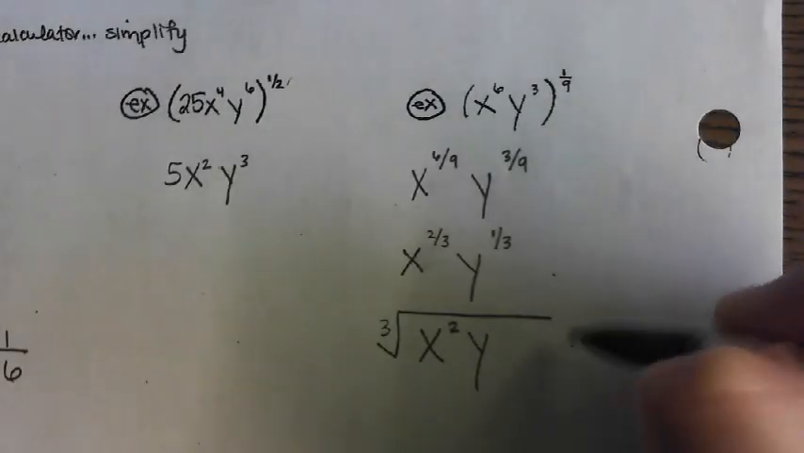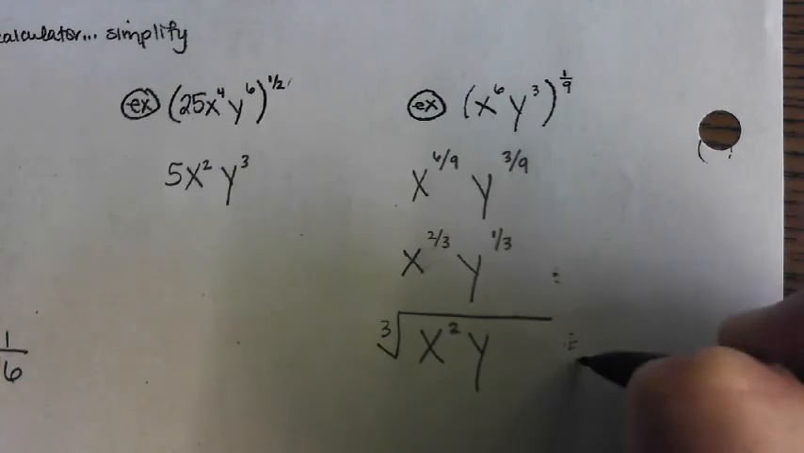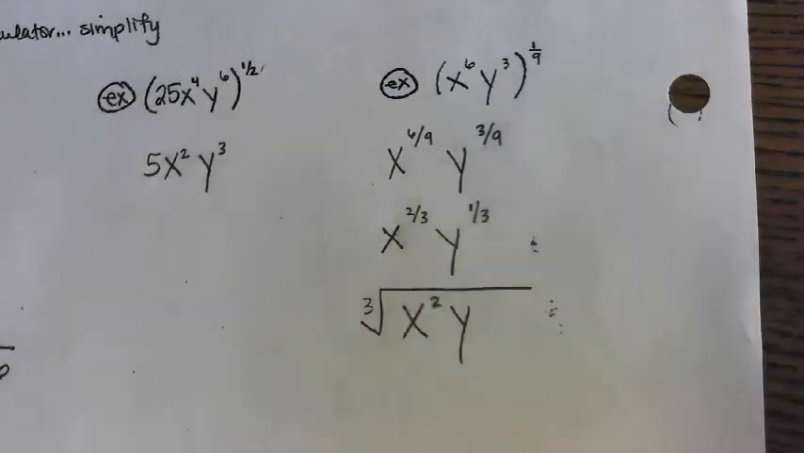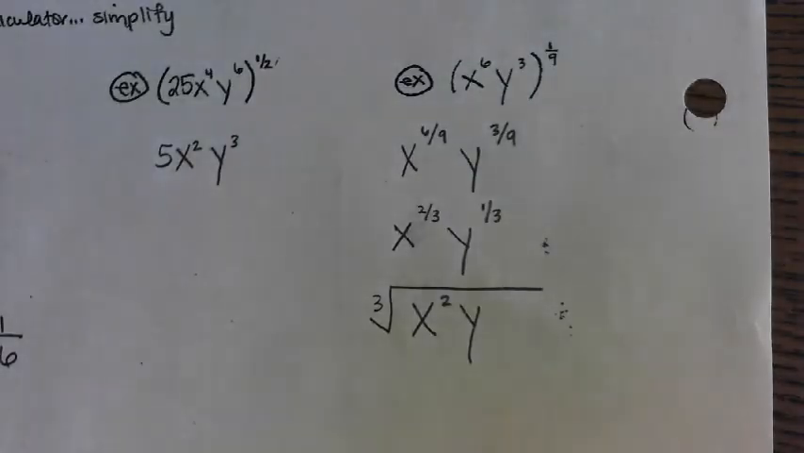Okay, both of those are good final answers in simplest form. One's just in exponential form, one's in radical form. So if it's open response, pay attention to how they want it. If it's multiple choice, just whatever one's available. You have to be comfortable with that.